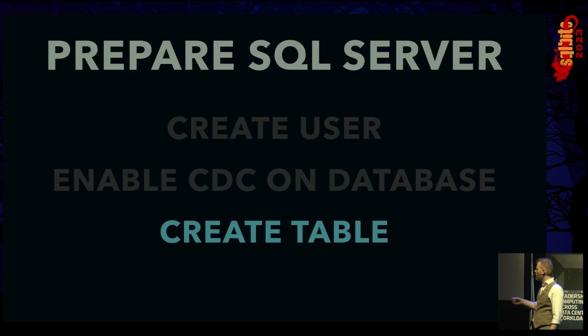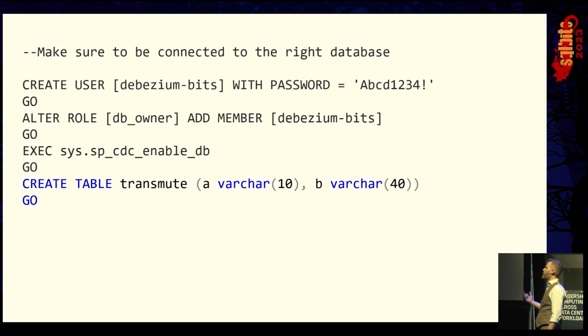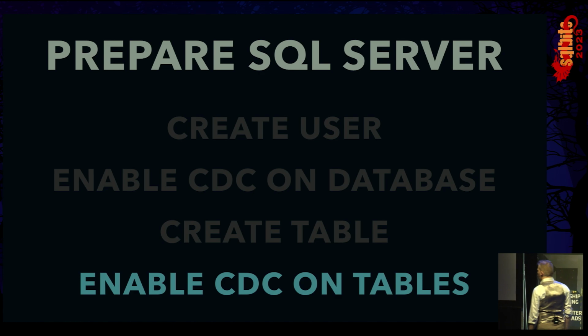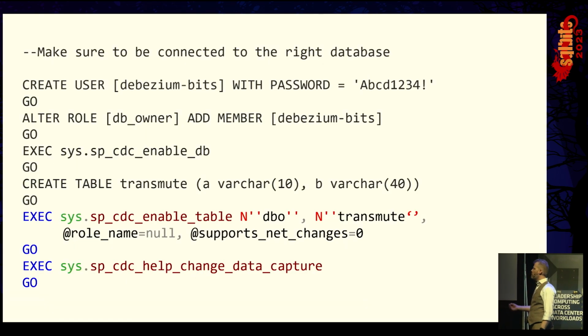tables to look at. So let's create a table. Let's call that Transmute. A varchar and B varchar. Never ever do this in production. Of course, I don't want to get sued. With that, let's enable CDC on the tables. sp_cdc_enable_table, specify the table, if you need a role, support changes, all those things. This is all part of the example. And I'm going to be putting my demo scripts online as well when this is done. With that, we're ready to go.